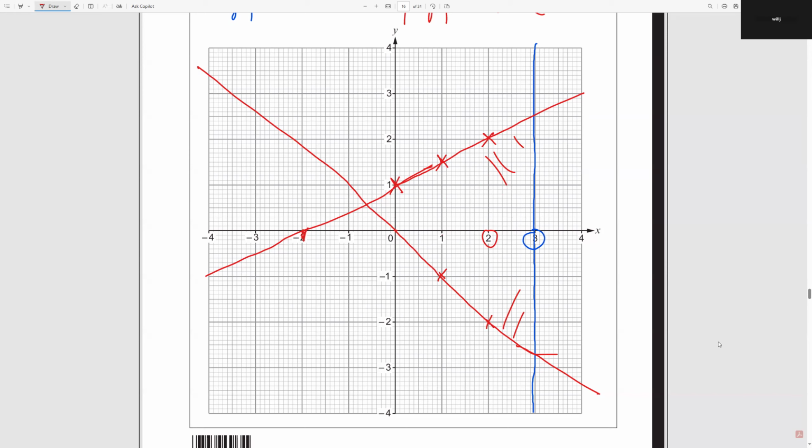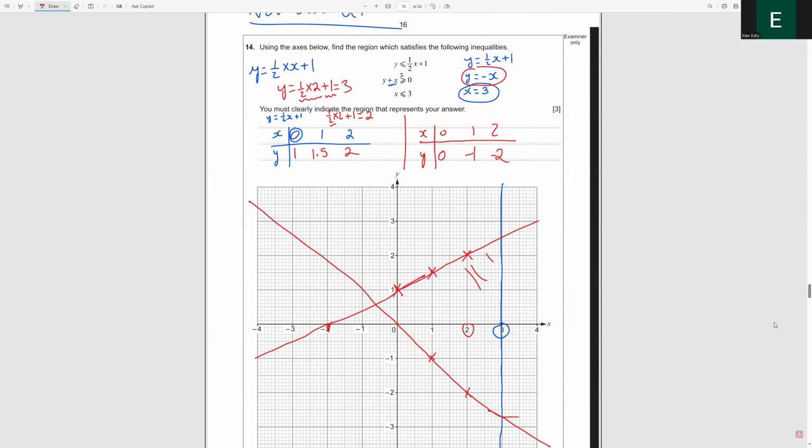Now, just to be completely accurate, we can use the inequality signs to help us. This line that I drew is y equals half x plus 1. This line was y plus x equals 0 or y equals minus x. This line was x equals 3. Now, the half x plus 1 had a less than or equal to. So that means the region needs to be less than, or underneath, the line. The x equals 3 was a less than or equal to, which means the region is to the left of that line. And the other one was a greater than or equal to. So the region is above this line. So we can see all the arrows point to the relevant region, which is this region here.